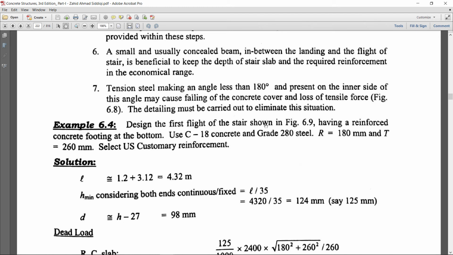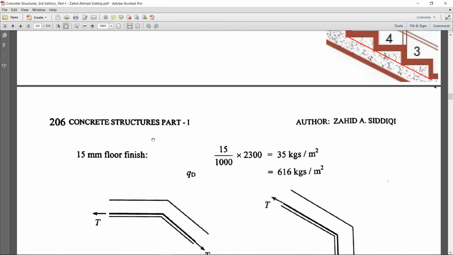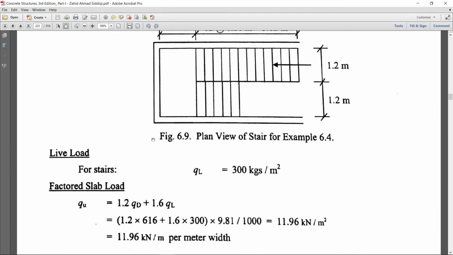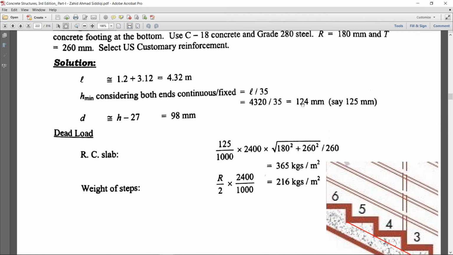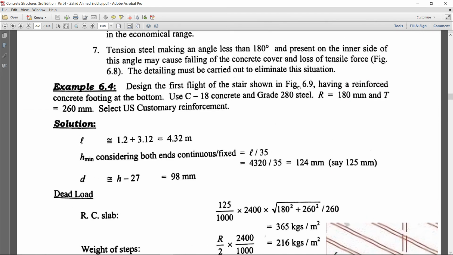Design the first flight of the stairs shown in the figure having a reinforced concrete footing at the bottom. Means when the flight starts going upward in the stair, the stair is supported at this point with the footing. Okay, that is a concrete footing, having a reinforced concrete footing at the bottom. You have to use concrete grade 18 megapascal and grade of steel 280 megapascal.